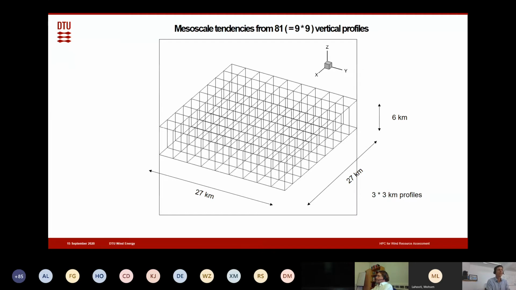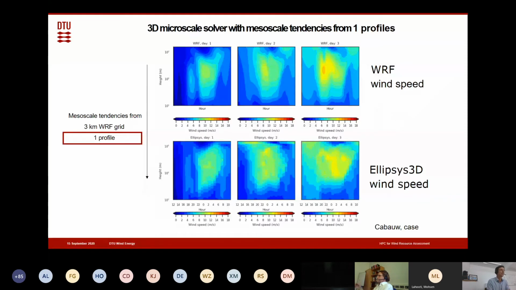Now we can go to doing it with these 3 by 3 kilometer profiles. So we end up with 81 profiles now instead of 1. And if we look at that, Dalibor has done this for the Cabal case as a sort of proof of concept.